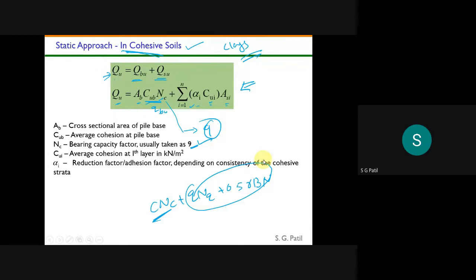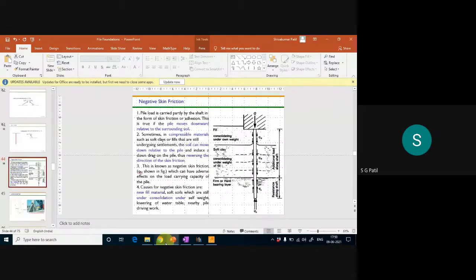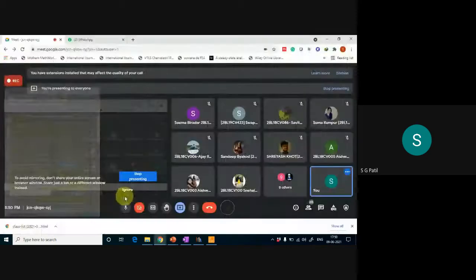Okay. So any doubt here till now? Any doubts regarding these static methods? Okay, this is called the static method, load carrying capacity by the static method. Any doubts?